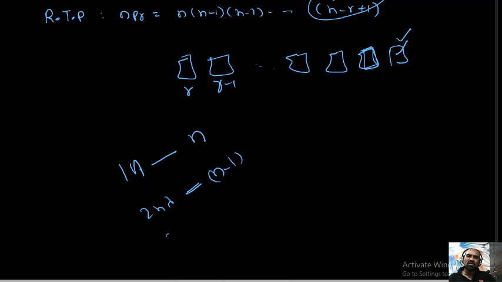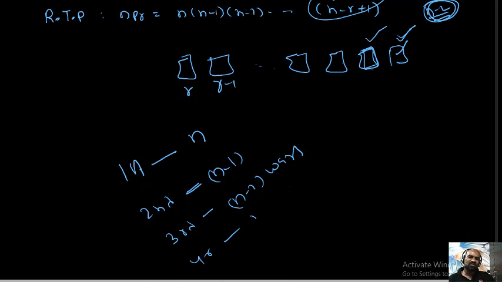Third blank can be filled. Actually, we have n elements. Here one is used up. Here also one used up. With us now n minus 2. Now by using this n minus 2, I can fill the third blank in n minus 2 ways. Fourth blank, n minus 3 ways.